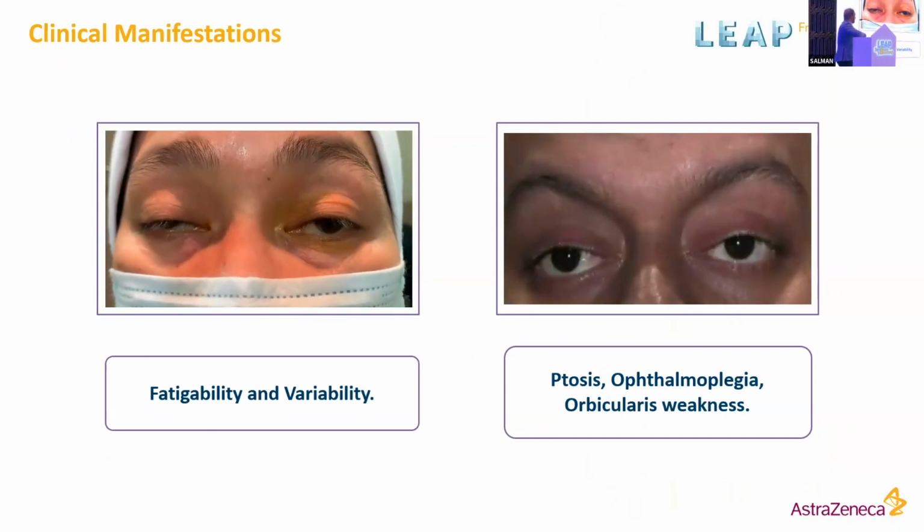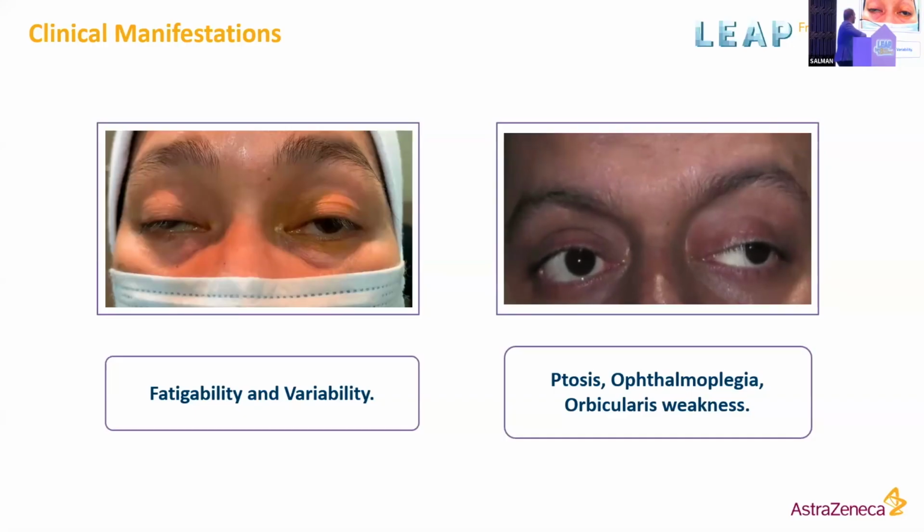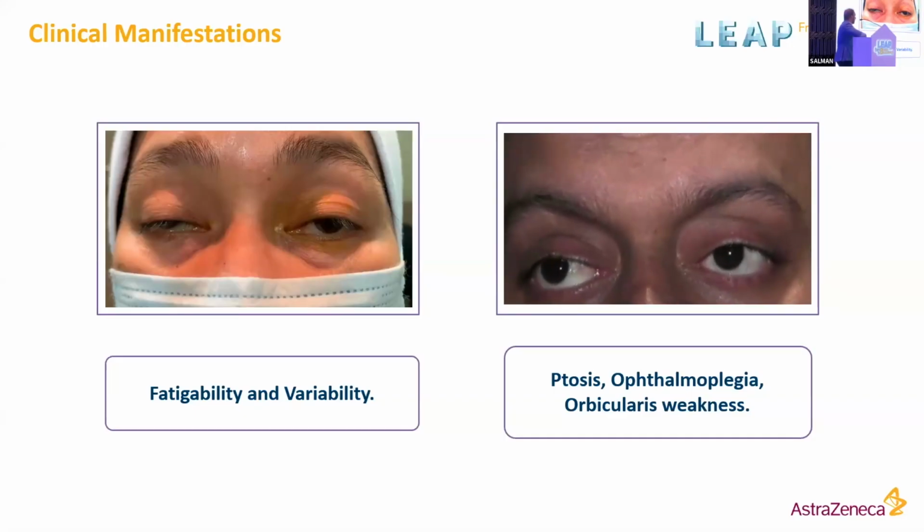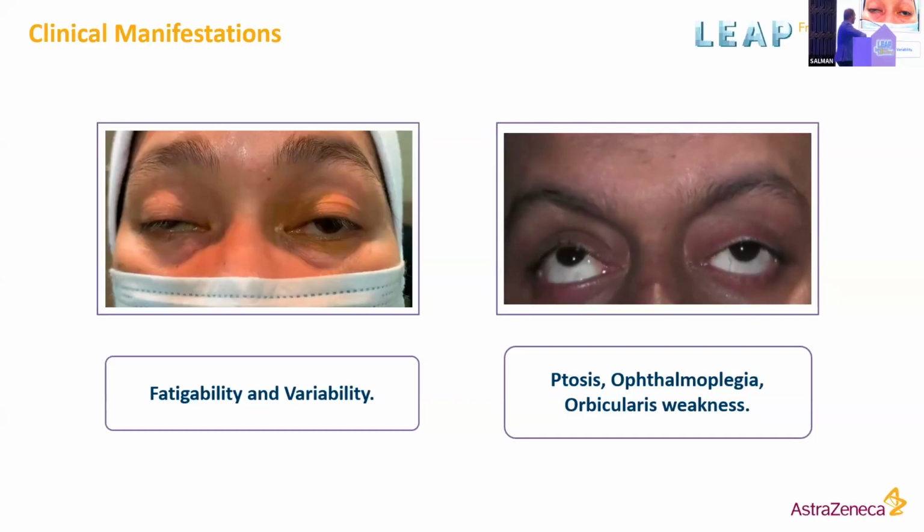And this patient exhibited, and this is courtesy of Dr. Ashraf, follow this. Look at this. So this patient had ptosis, ophthalmoplegia, and orbicularis weakness. You're right. He had a kind of left sort of pseudo-INO pattern as well.